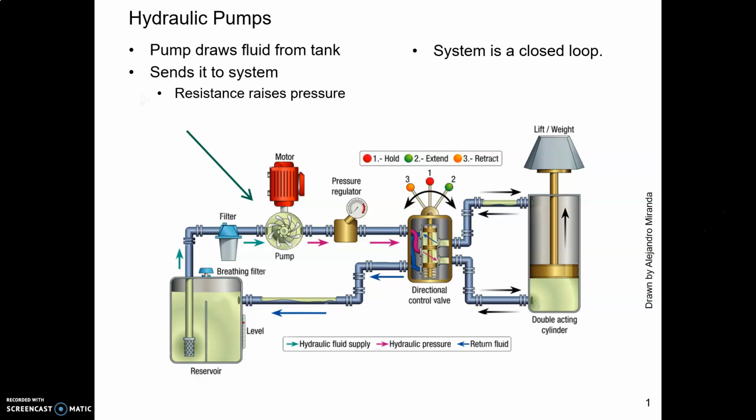Now we'll start working our way through the components of a typical hydraulic system. And it begins with the pump pumping fluid out of the tank. And the pump sends fluid, usually oil, throughout the system, and that resistance raises the pressure. And as you will see in this artistic drawing, a hydraulic system is a closed loop.